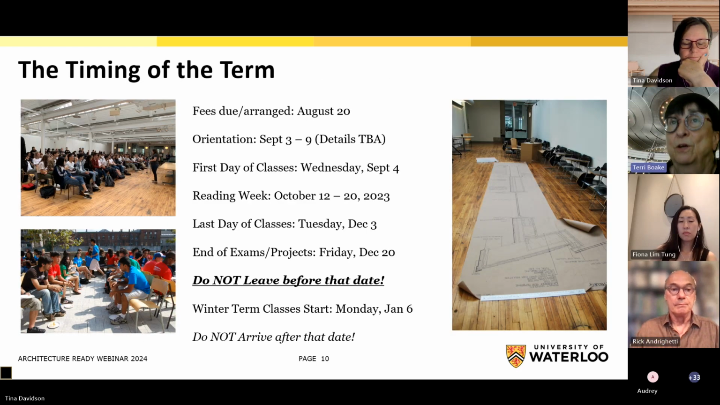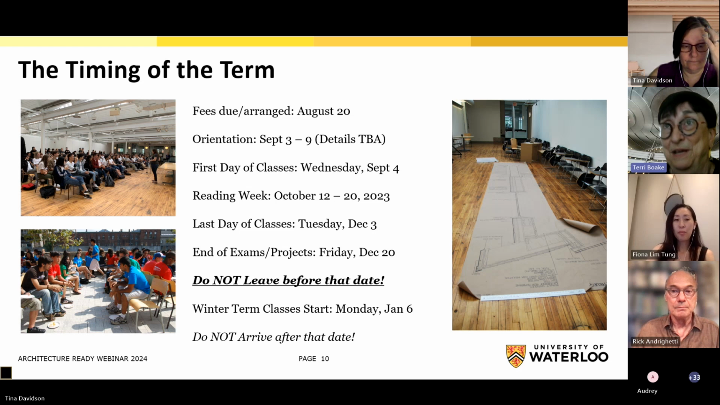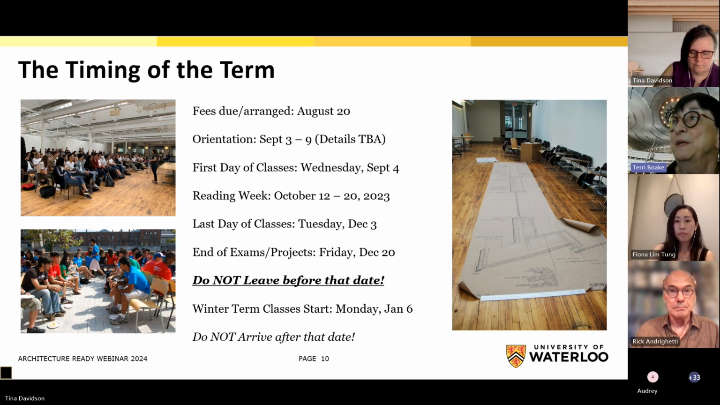So the timing of the term, your fees are due and have to be arranged by the August the 20th. And if you don't do this by August the 20th, it causes a lot of problems with your registration. So you're well advised to get that done on time. Your orientation week is from September the 3rd to the 9th. The majority of that takes place in Cambridge, but you will also be finding out about main campus.